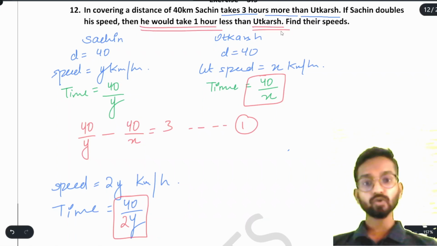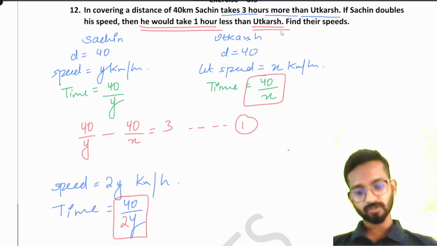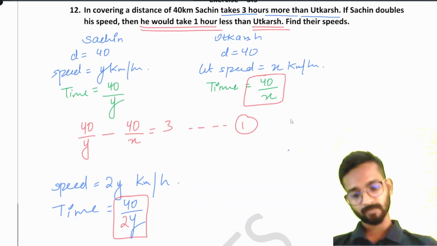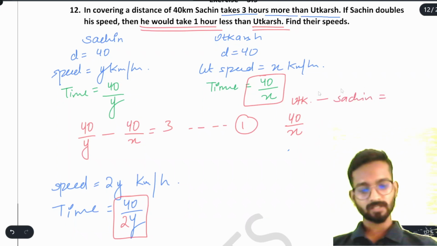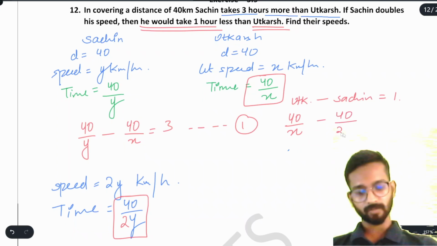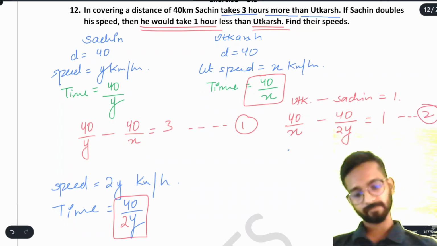Now they are saying he would take 1 hour less than Utkarsh. It means Utkarsh is taking more time. If Utkarsh is taking more time, I can say 40 by x, which is Utkarsh's time. If I remove Sachin's time, Utkarsh is taking more time, Sachin is taking less time. So Utkarsh minus Sachin: 40 by x minus 40 by 2y will give you 1. This is your equation number 2. Understood?